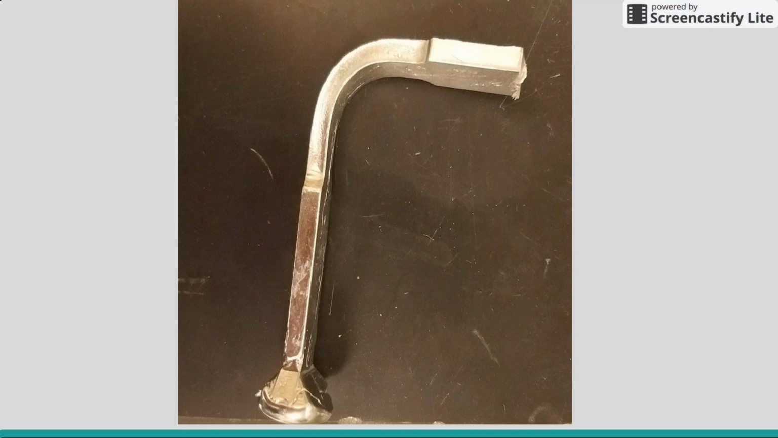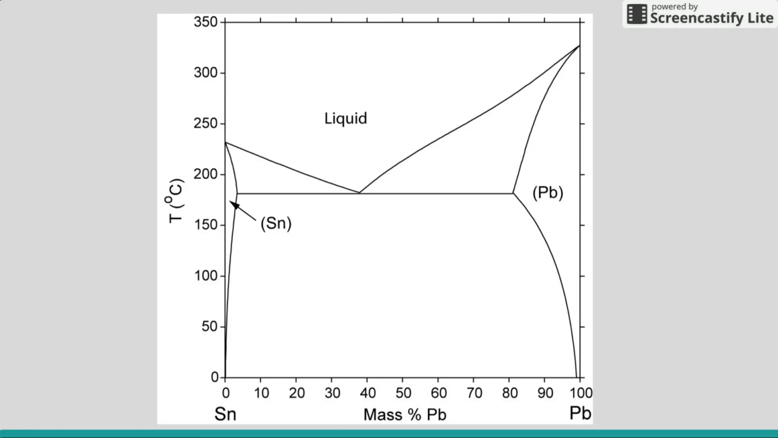Lead tin samples were melted in a furnace inside a ceramic crucible. There are two main reasons that lead and tin were used in this casting process. One, lead and tin mix very well together at any percent composition. Two, lead-tin alloys have relatively low melting points when compared to other metals.